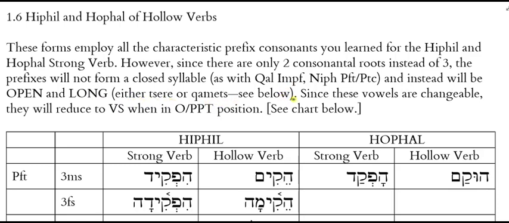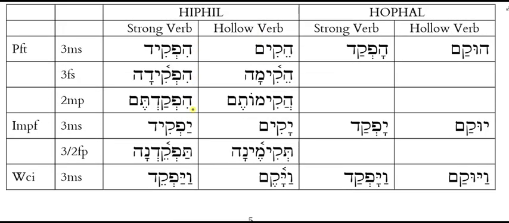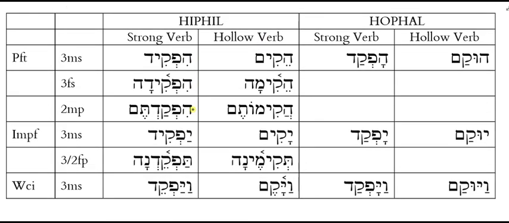We'll see that below, at least for the hifil. And then, since these vowels are changeable vowels, they will reduce to a vocal shava when they are in open propretonic position. So let's take a look at the hifil and the hofal forms here. For the strong verb with pakad, I have hifkid.